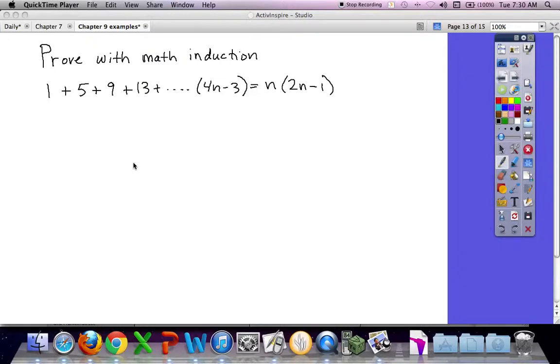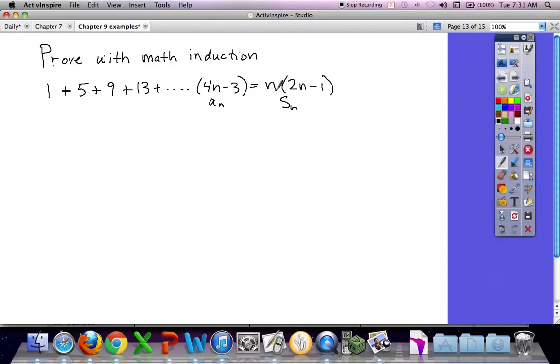Okay, prove with math induction. Here's a statement that says that if I add up the numbers, this is an arithmetic sequence, A1 is 1, and it looks like the common difference is 4. If I add up the first n terms in this arithmetic sequence, which means this term is the an, then the sum should equal n times 2n minus 1.